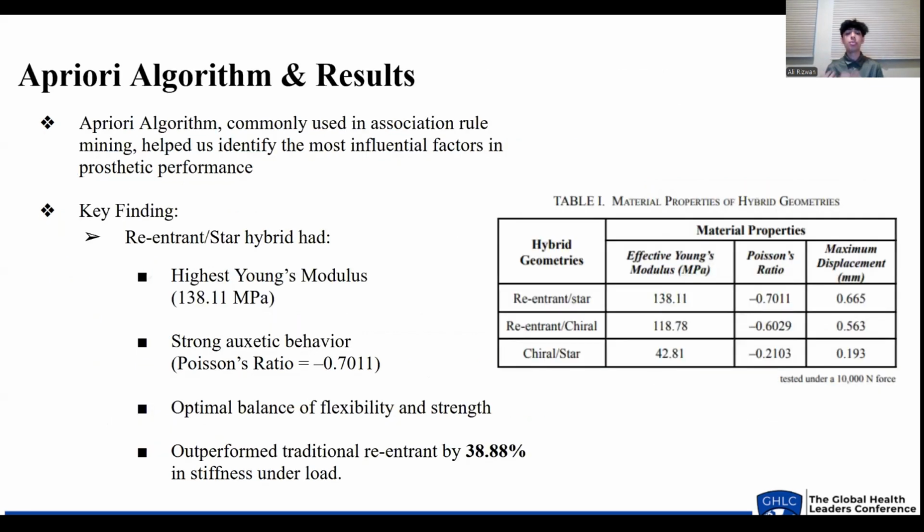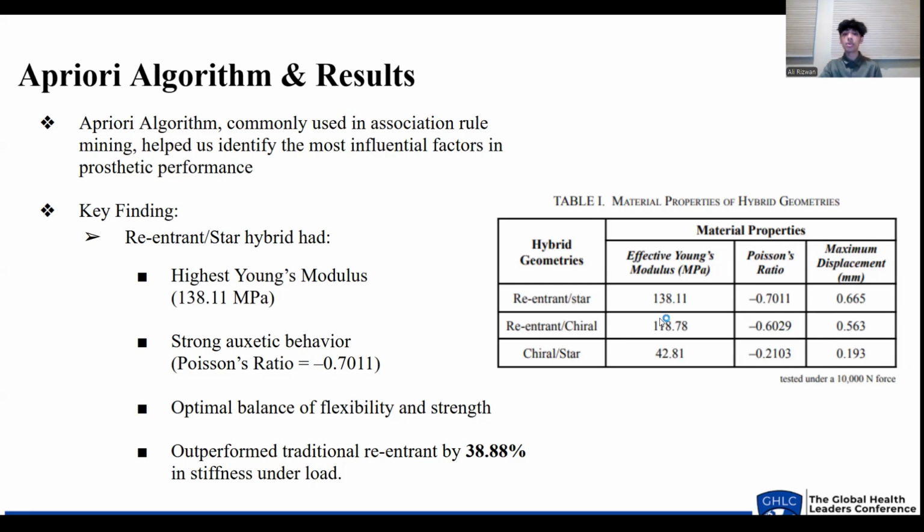So now in terms of our results, we found that based on our analysis, Young's modulus received the highest weight of 2.0. It was the most important for resisting deformation. Poisson's ratio got a weight of negative 1.5 because we want to preserve the negative value that makes auxetic materials unique. Maximum displacement had a lower weight of 0.5 since too much flexibility can mean weakness. Ultimately, the reentrant/star hybrid outperformed all others. It had the highest stiffness of around 138 megapascals, maintained strong auxetic behavior of negative 0.7011, and resisted deformation the best, around 38.88% better than the original reentrant design.